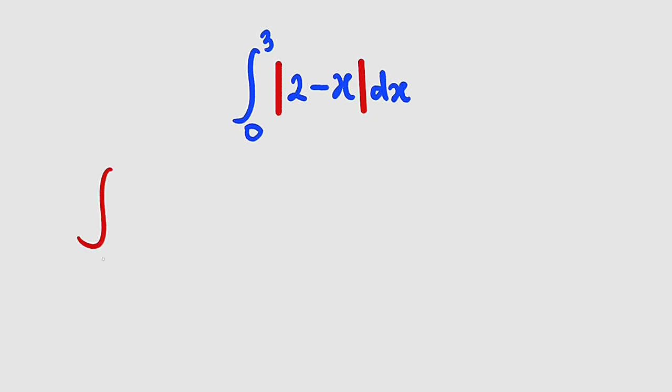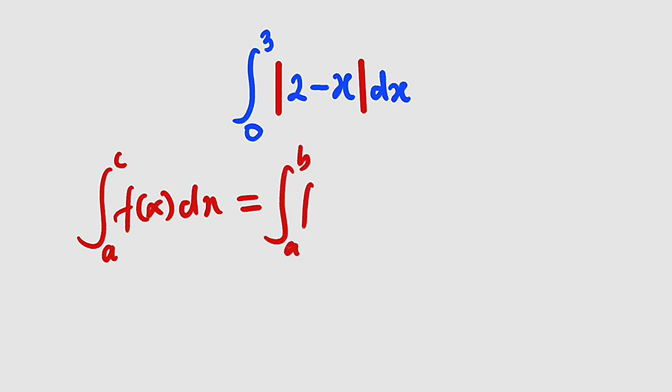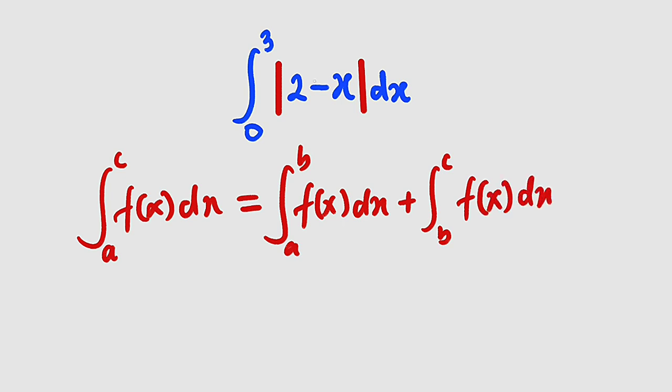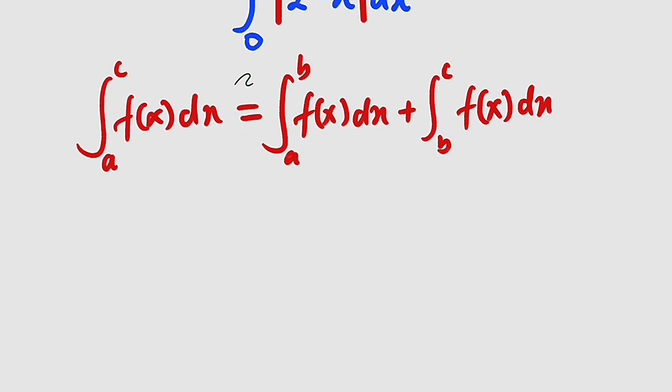Remember that if you have the integral from a to c, for example, of a function f of x, you can equally split it into the integral from a to b of the same function, plus the integral from b down to c of the same function. Because we know that absolute value function in general is a piecewise function, and hence we have to split it, because the input 2 minus x could either be positive or negative. It depends on the value of x.